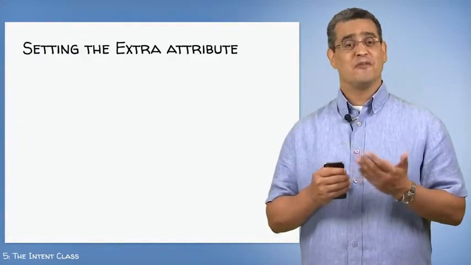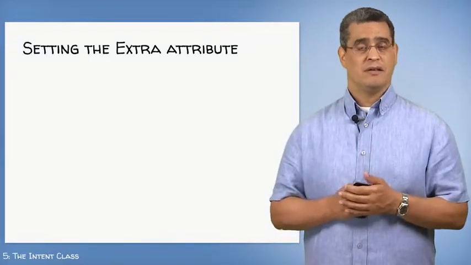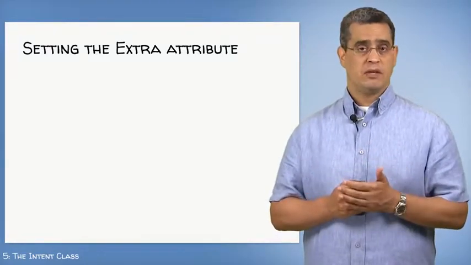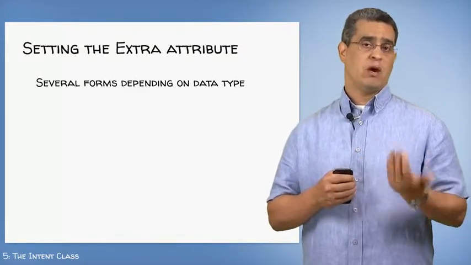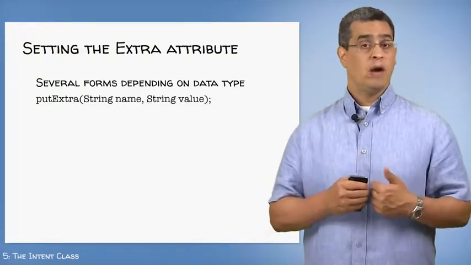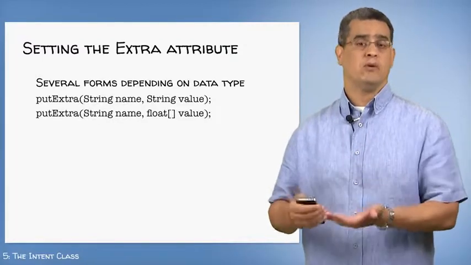Now, there are several different methods for setting extras, and the specific form of these methods will depend on the type of data you want to store. So, for example, there's one method for storing a string, one method for storing an array of floats, and so on.